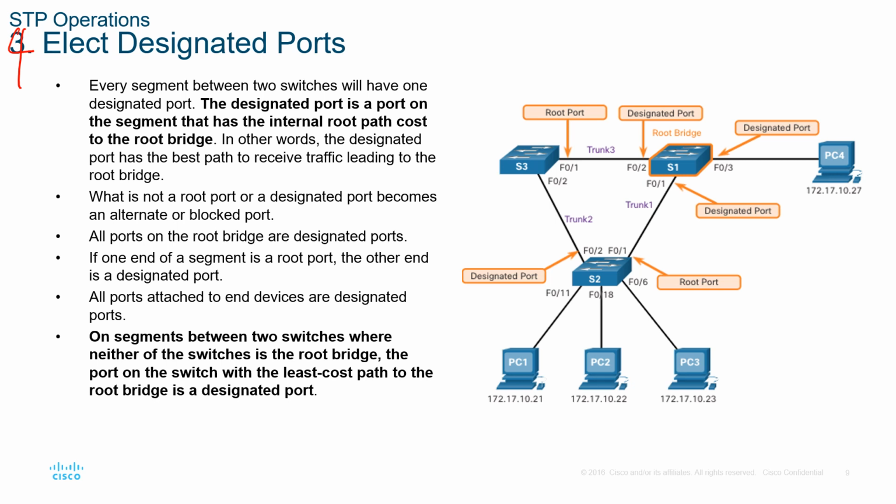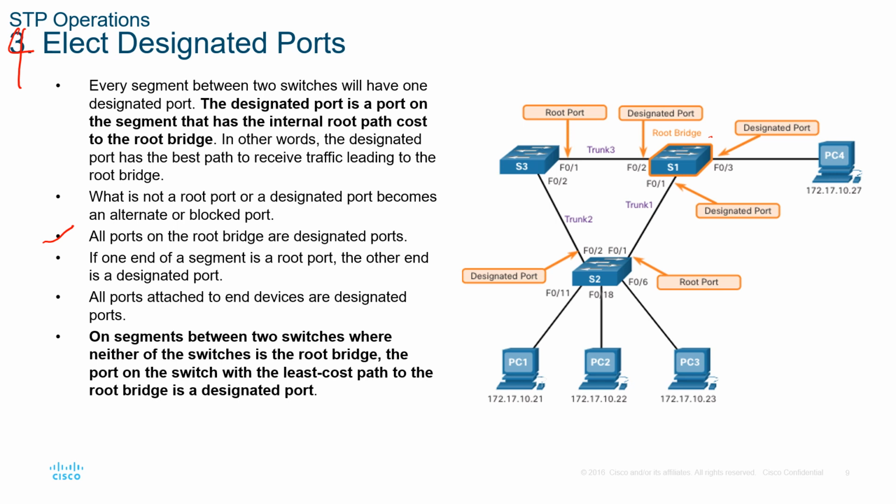Okay, so we elect designated port. So what is designated port? There are a few conditions when we want to elect the designated port. First of all, for root bridge, all of the connected ports will be the designated port, right? So that's the first thing. On root bridge, so you see here the root bridge, all of the connected ports will become designated port.